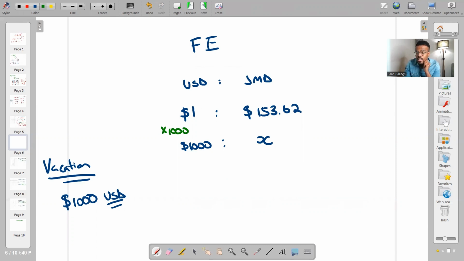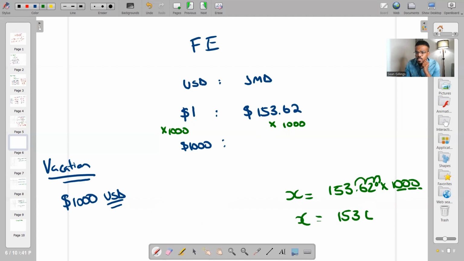What you do to one side of the ratio, you have to do to the other. So this number is going to be multiplied by 1,000. This X value that I'm trying to find, I just found how I'm going to get it. X is going to be equal to 153.62 times 1,000. Little secret trick with these zeros: there's 3 zeros you're multiplying, so you move your decimal place 3 times to the right, and I put a little 0 there. So X is going to be equal to 153,620.